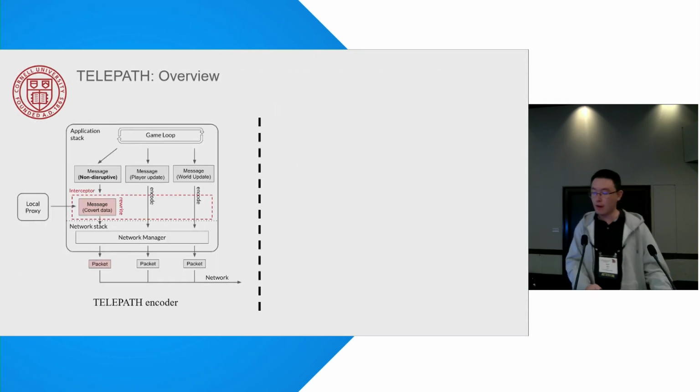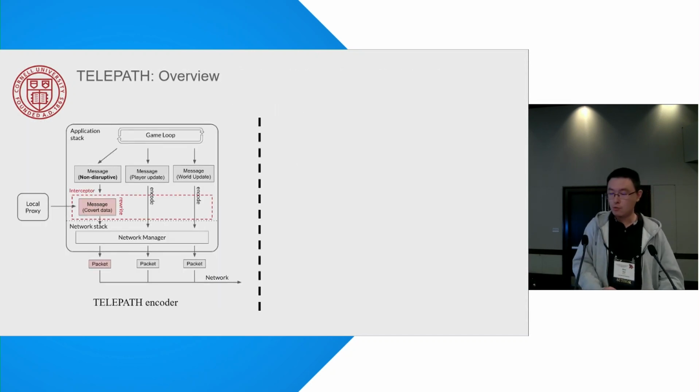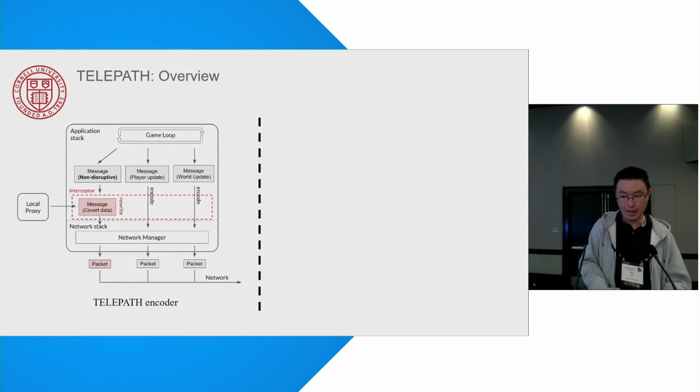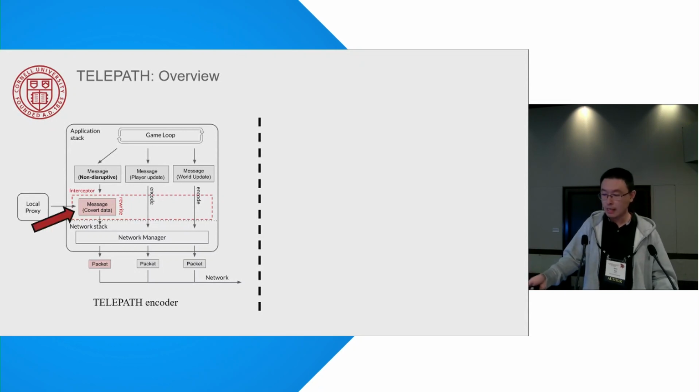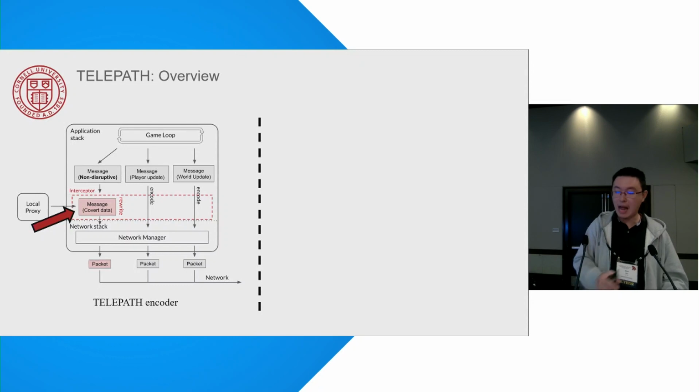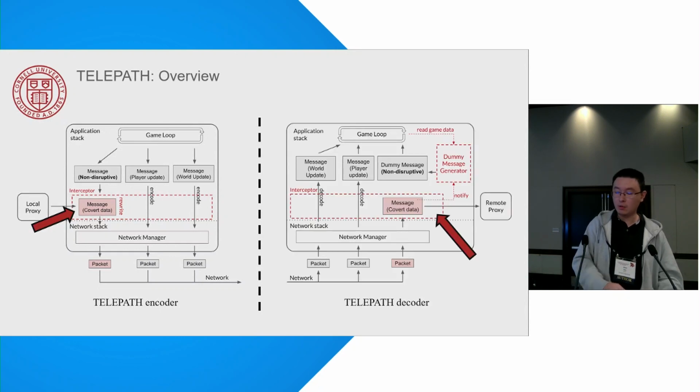Here is an overview of our TELEPATH implementation. Red boxes indicate components of TELEPATH we introduced as Minecraft modifications. The encoder, which sends covert data, has an interceptor that can filter outgoing messages and rewrite non-disruptive messages with covert data. And the decoder can identify incoming messages that contain covert data, extract the data, and call a dummy message generator to generate a suitable dummy message whose content was replaced.